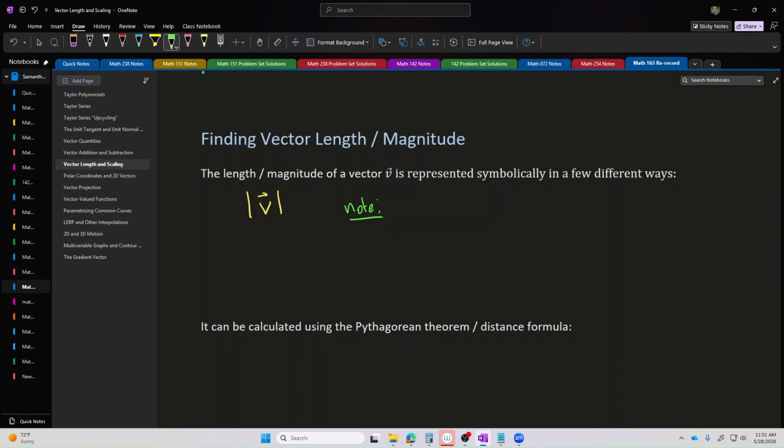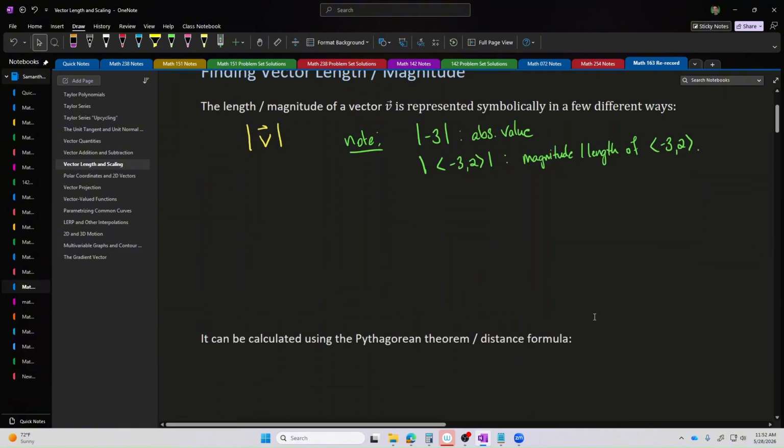So I just want to emphasize that if you see this notation, the vertical bars are context dependent. If you see the vertical bars around a scalar like -3, that is talking about absolute value. Whereas if you see the vertical bars around a vector quantity like [-3, 2] in brackets, that's talking about the magnitude, the length, of the vector [-3, 2]. So these vertical bars change their meaning depending on what is inside the bars.